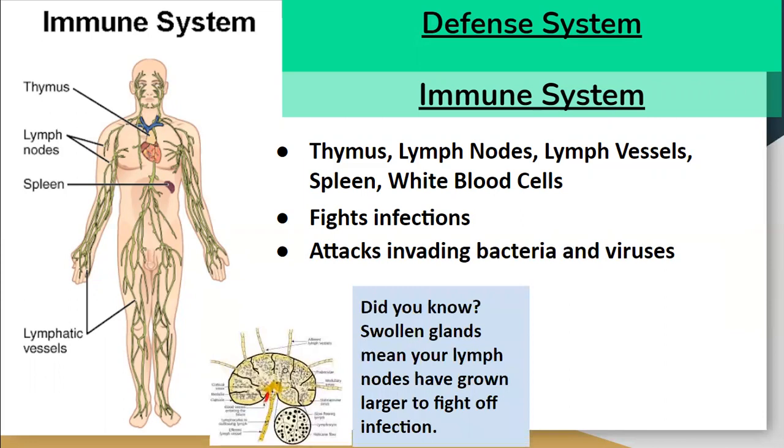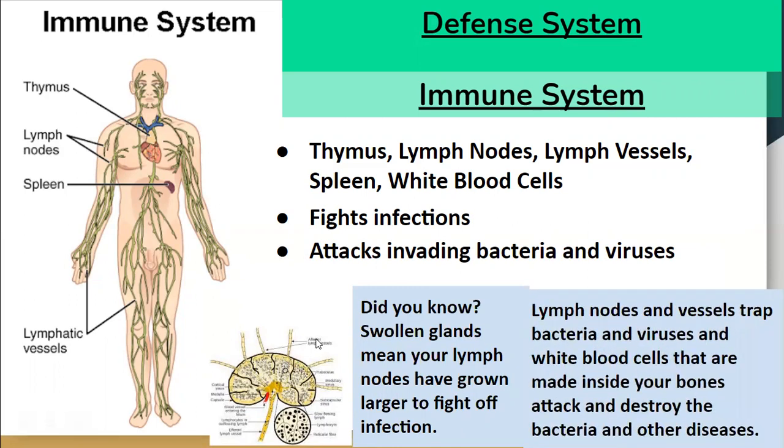Did you know that swollen glands mean your lymph nodes have grown larger because they're fighting off infection? That's why your doctor might feel your throat, next to your throat there, to see if you've got any swollen lymph nodes. Lymph nodes and vessels trap bacteria and viruses, and white blood cells that are made inside your bones attack them and destroy the bacteria and other diseases. So they get trapped in the lymph nodes, and then along come the white blood cells to kill them off.